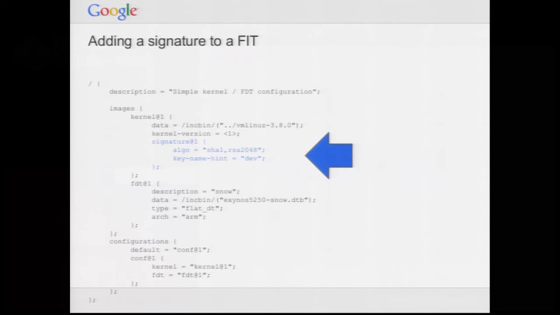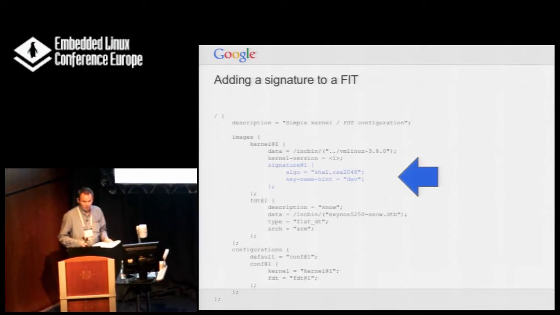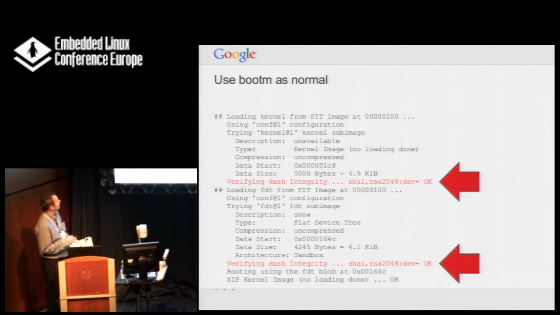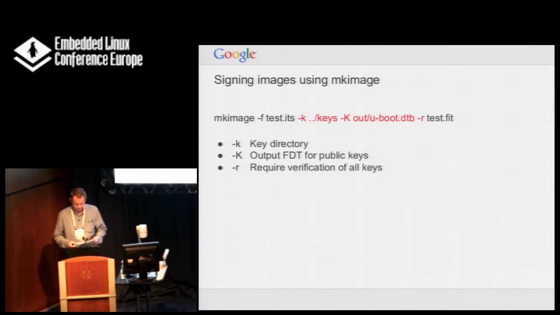So having decided we're going to use FIT, how do we add a signature to it? Well, you saw the hash before. We just replaced the hash with this little bit here, signature. And essentially here we're saying, here's the signature that we want to use. Here's the signature algorithm we want to use. When you run bootm to boot the thing, it boots as normal. You'll notice these new things here where it says we're verifying hash integrity and SHA-1 RSA 2048. So you get these extra lines in the output, but otherwise bootm was working as before.